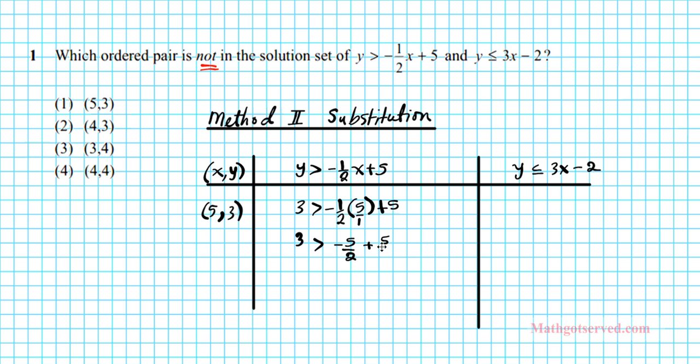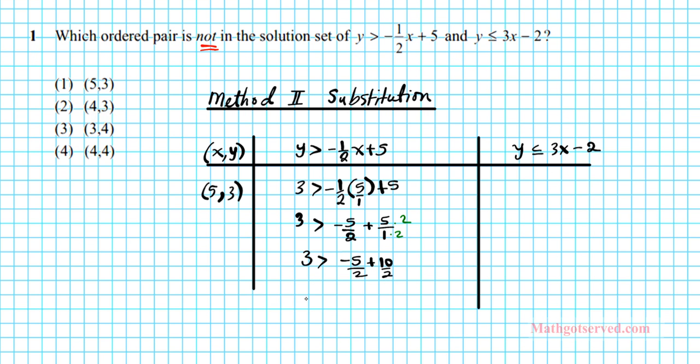How will we express 5 as a fraction? So we can combine these two. Now, how do you combine fractions? You find the LCD, multiply this by 2 top and bottom. So it's 3 greater than -5 plus 10 over 2. Keep on working. Is 3 greater than 5 over 2? 5 over 2 is 2.5, right? So it's 3 greater than 2.5. Is it? The answer is yes. So this answer checks out.